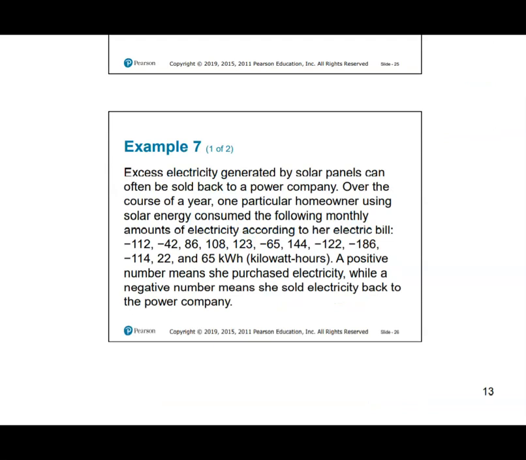Excess electricity generated by solar panels can often be sold back to a power company. Over the course of a year, one particular homeowner using solar energy consumed the following monthly amounts of electricity according to her bill: negative 112, negative 42, and so on and so forth. A positive number means she purchased electricity, while a negative number means she sold electricity back to the power company.